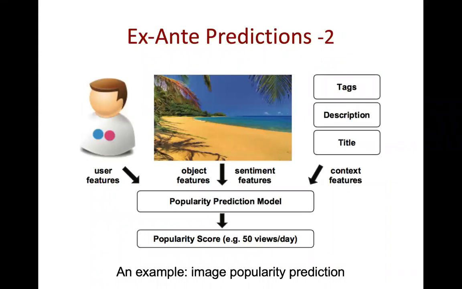So we have user features. We have some object features and sentiment features from what the user has posted. We have models that can predict the popularity of this content by these users. And if you can predict this popularity score for this user with this particular content, this is a very useful implication, and this is what social networks are really doing. In research terms, it's called Ex-Ante prediction.